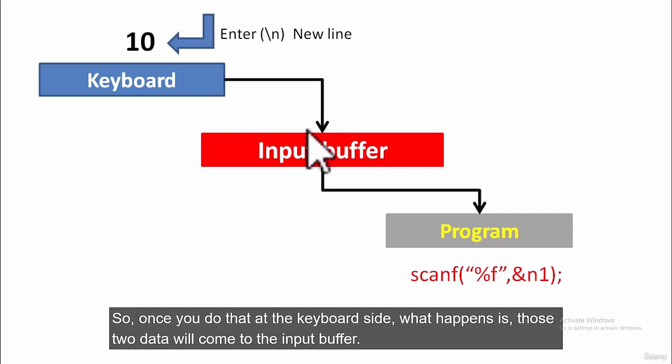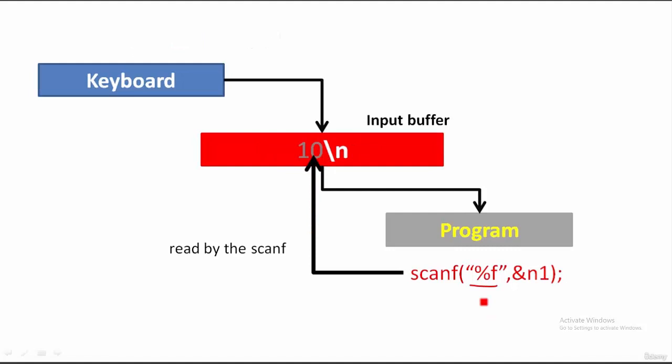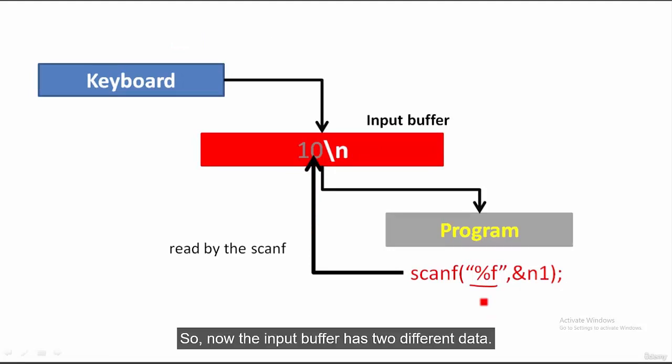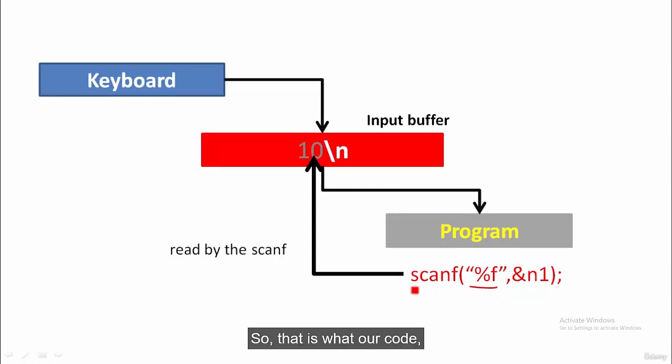Once you do that on the keyboard side, those two data will come to the input buffer. So now the input buffer has two different data. One is the number you entered, that is 10, and another one is the newline character. That is your enter key, and it is also stored in the input buffer. Once it comes to the input buffer, scanf reads the data. In this case, scanf should read one real number, right? That is what our code does.